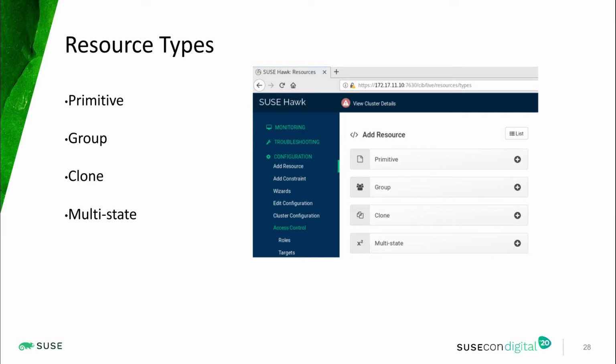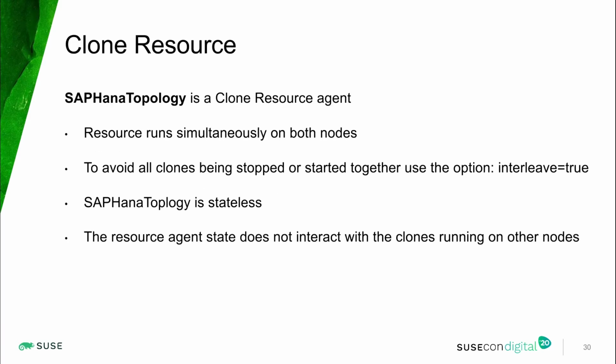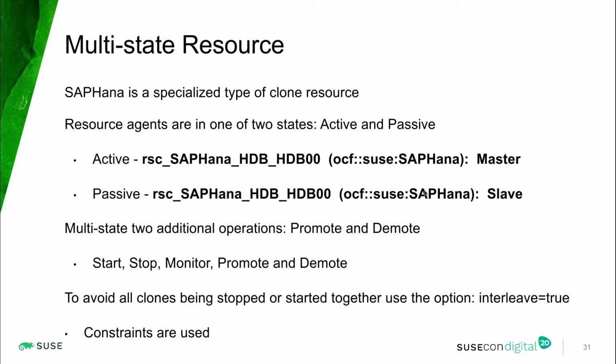We have four resource types: the primitive resource, the group resource, the clone resource, and the multi-state resource. The AWS VPC Move IP resource agent is a primitive resource without special conditions, and it runs on one node. The SAP HANA Topology resource agent is a clone resource, and it runs on both nodes. The SAP HANA resource agent is a multi-state resource. It runs as an active or master resource agent, and it also runs as a passive or slave resource agent.